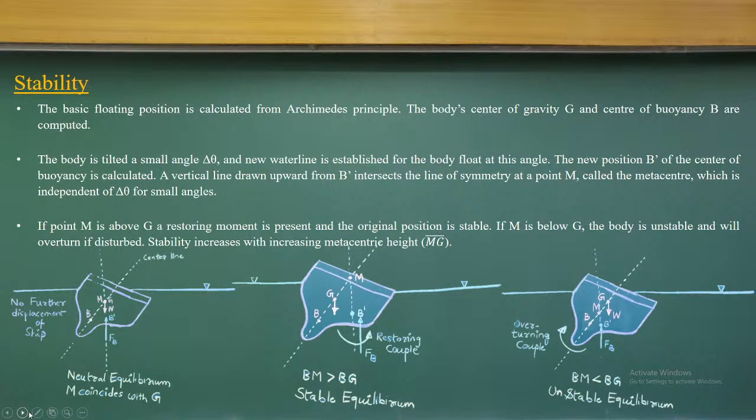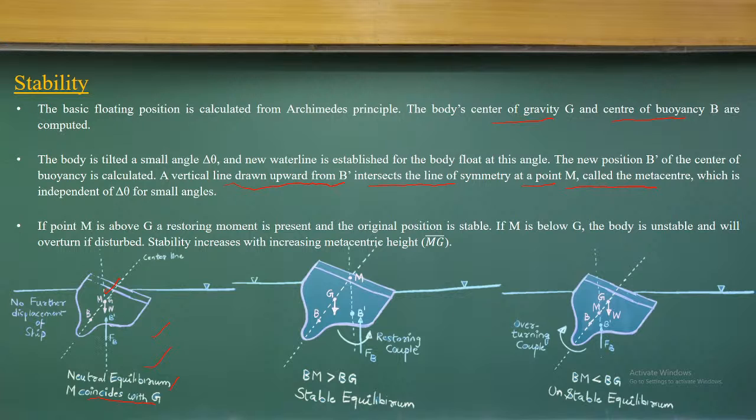If you look at it this way, basically we are looking at natural equilibrium conditions, where the M coincides with the G. What is G? G is the center of gravity and B is the center of buoyancy. You can find a new position which is called the metacenter. If you draw a vertical line upward from B, it intersects the line of symmetry at the point M, which gives the metacentric height. Here M coincides with G, and that is natural equilibrium.